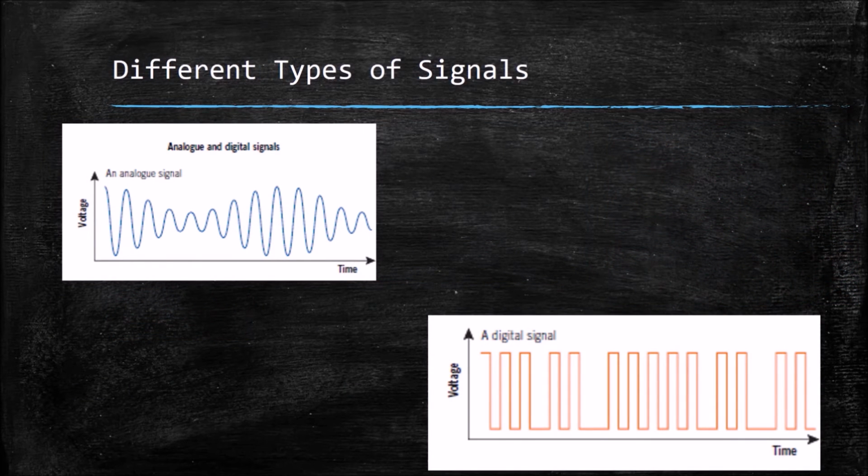We can have two types of signals. Signals can either be analog or digital. These are two diagrams of how they look. Digital is either on or off, and analog can vary in its different waves.